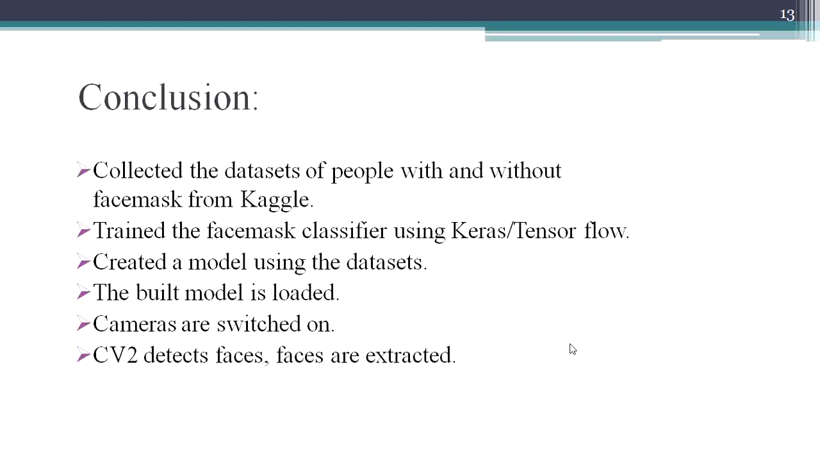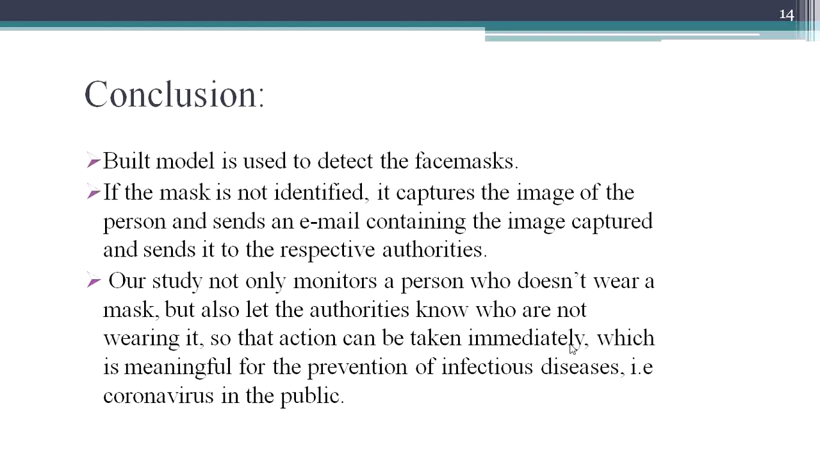Conclusion. First we collected the datasets of people with and without face mask from Kaggle, and second we trained the face mask classifier using TensorFlow, and we created a model using the dataset, and the built model is loaded. Cameras are switched on. OpenCV2 detects faces, and faces are extracted using the ROI. Then the built model is used to detect the face mask. If the face mask is not identified, it captures the image of the person and sends an email containing the captured image to the respective authorities.